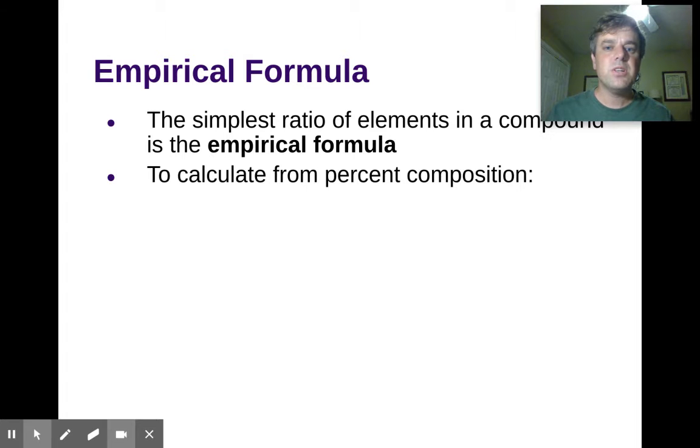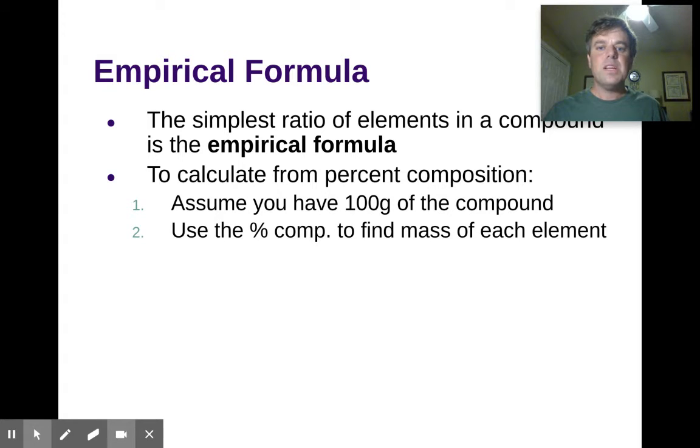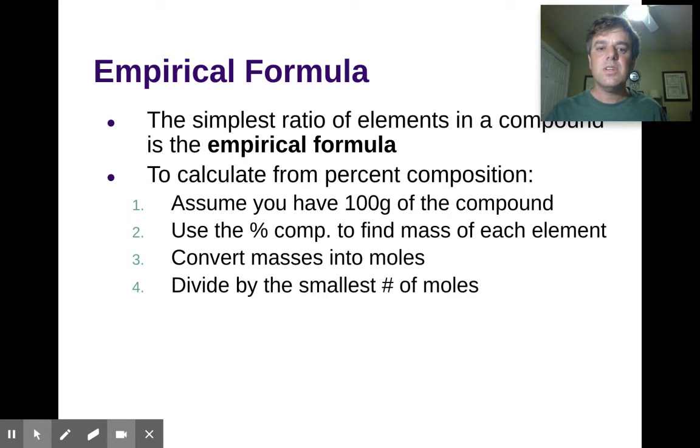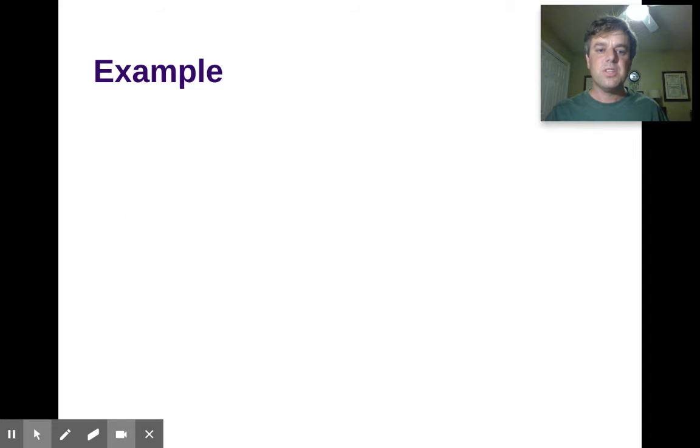So, with empirical formula, the way you calculate it, the first thing you do is kind of a thought experiment. You pretend that you have 100 grams of your compound so that all of those percents are essentially grams. Then, based off of the percent composition, you find the mass of each element. You convert those grams into moles using the molar masses on your periodic table. You then divide by the smallest number of moles. And then if you end up with some fractional values, you'll multiply out to get whole numbers.